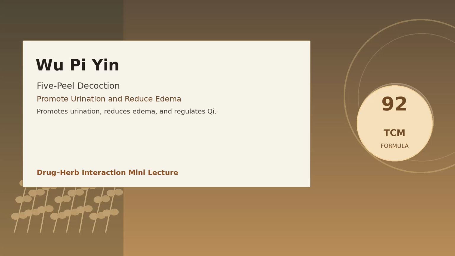Wu Pi Yin, commonly translated as five-peel decoction, is a classical traditional Chinese medicine formula in the category of promoting urination and reducing edema. Its core action is to promote urination, reduce edema, and regulate Qi. The pattern framework is generalized edema from spleen dysfunction with Qi stagnation.